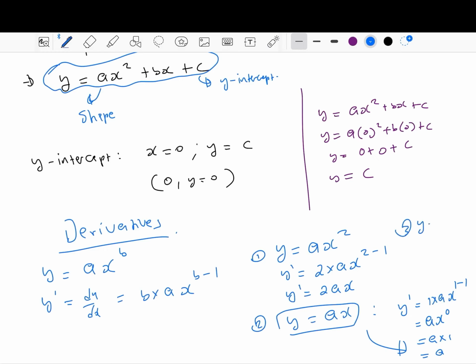Last thing, the derivative of a. A is a constant again. So since it's a constant, the derivative of a constant is equal to 0. The derivative of a constant is equal to 0.